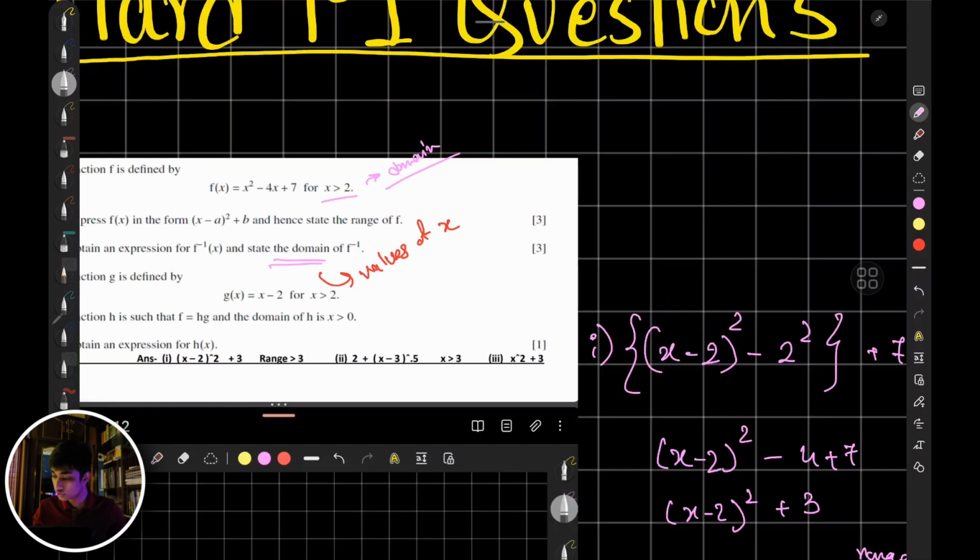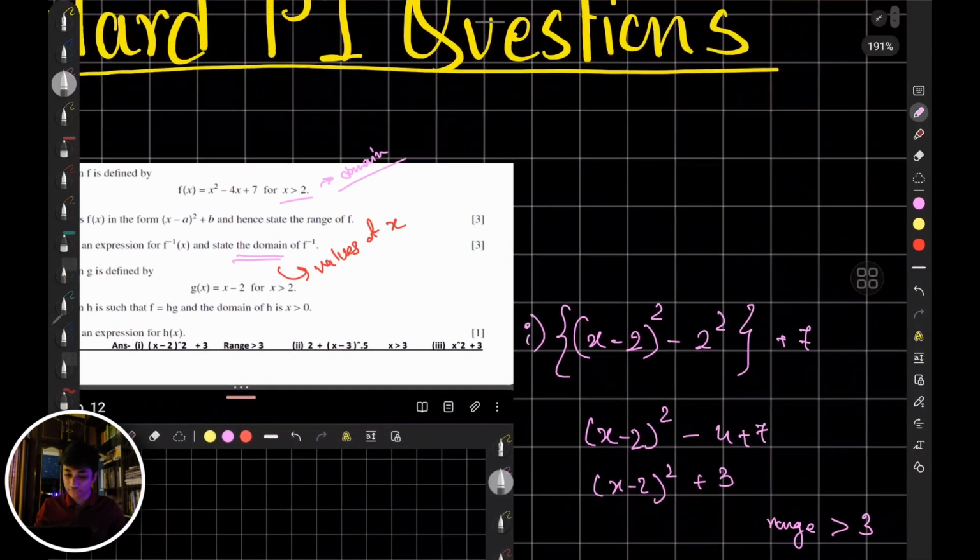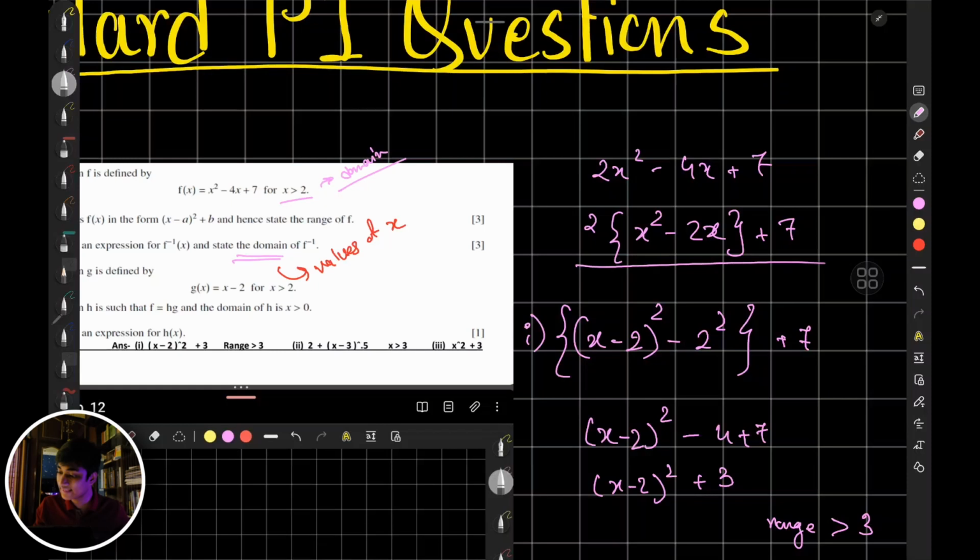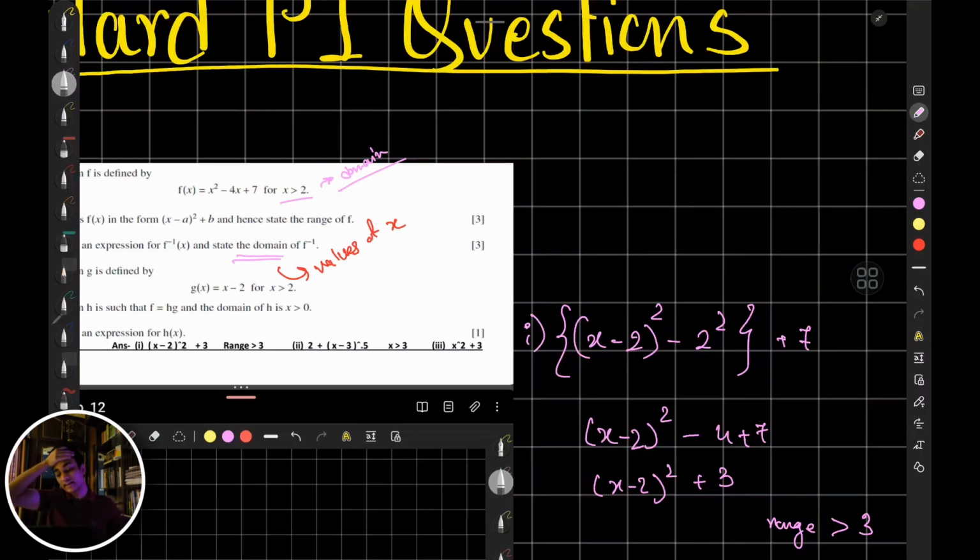In this case, even if you don't, it's not going to be a problem. Often why you need to put the bracket is, let's say you had 2x squared minus 4x plus 7. In this case, you have to take 2 common over here, x squared minus 2x plus 7, and then proceed with your completing the square. So in this case, the second bracket matters. But in this case, even if you don't put the bracket, no problem.